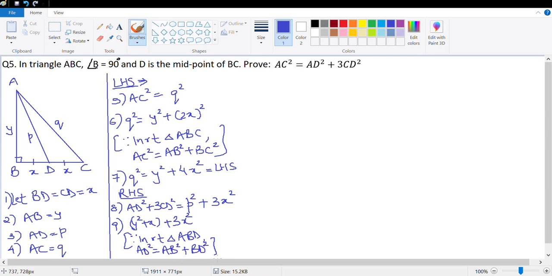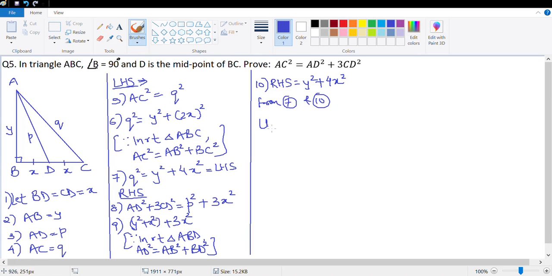What this gives us is right hand side is equal to Y square plus X square plus 3X square, which means Y square plus 4X square. So from 7 and 10 we get LHS is equal to RHS is equal to Y square plus 4X square. So hence proved. Done. Simple.